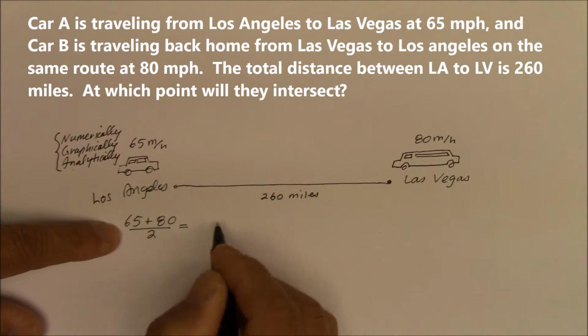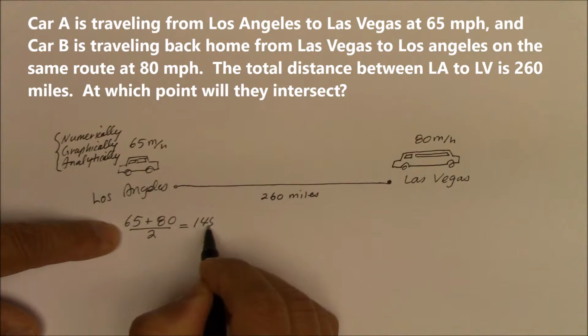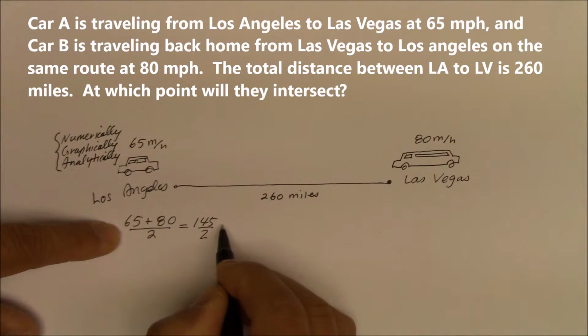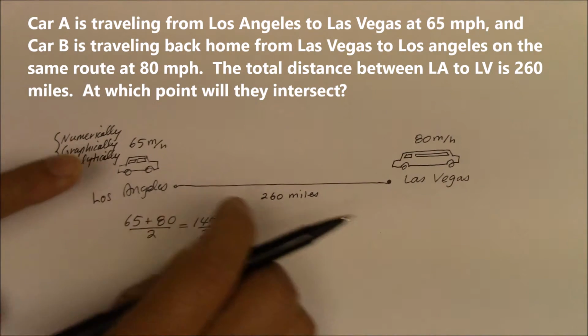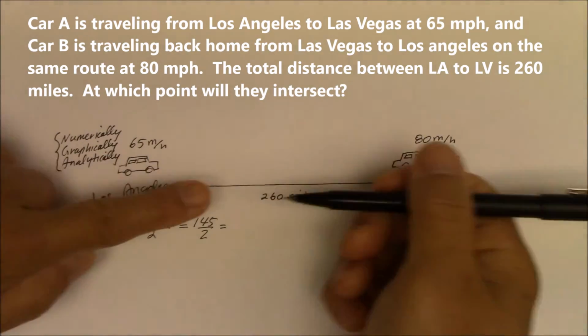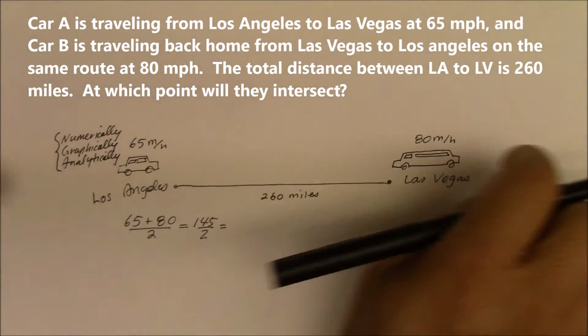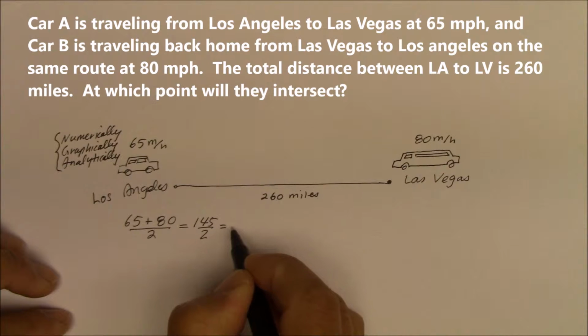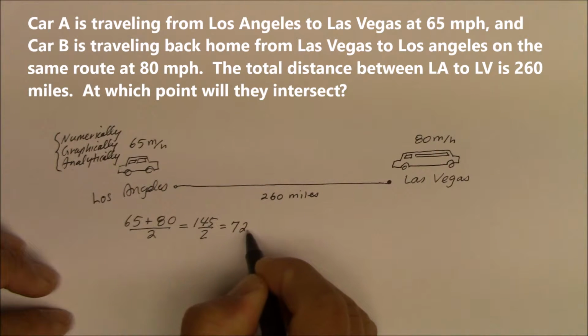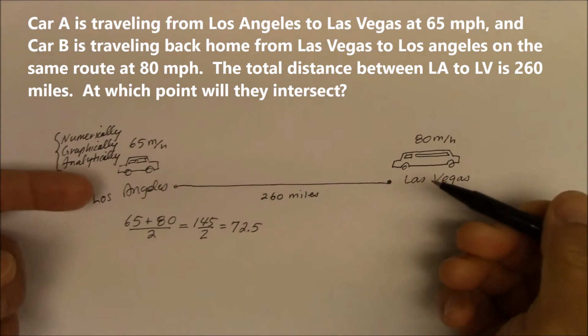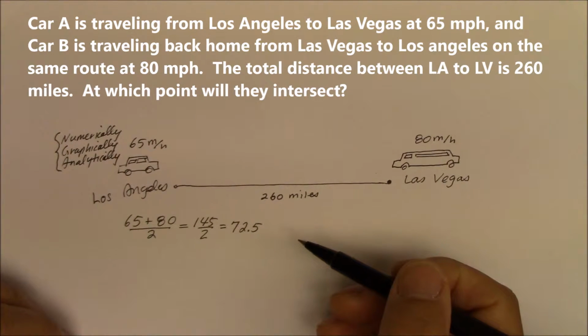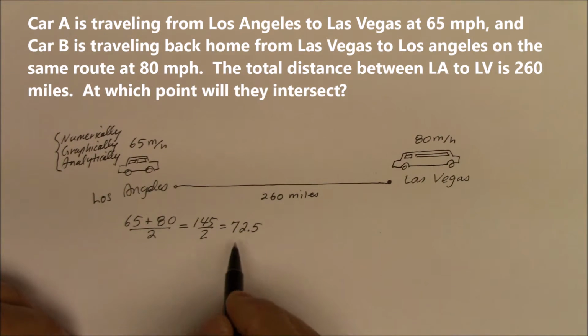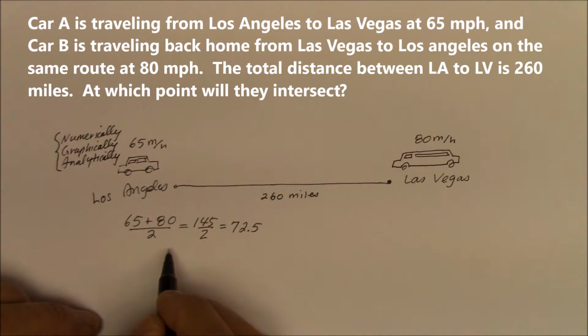So they're taking the average of the two speeds. 65 plus 80 is 145, divided by 2. So the average speed, whether they're going in the same direction, in opposite directions, or diverging, it really doesn't matter, turned out to be 72.5. But now they're going in opposite directions from each other. And to find the average time for both cars, what they did was take the distance 260 divided by 72.5.